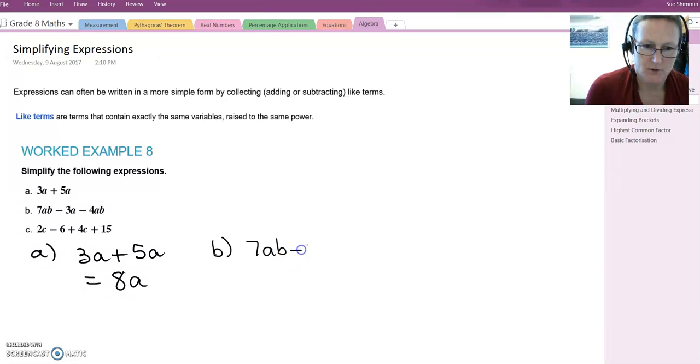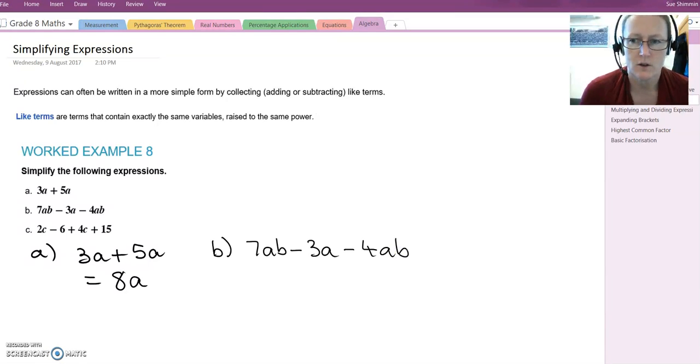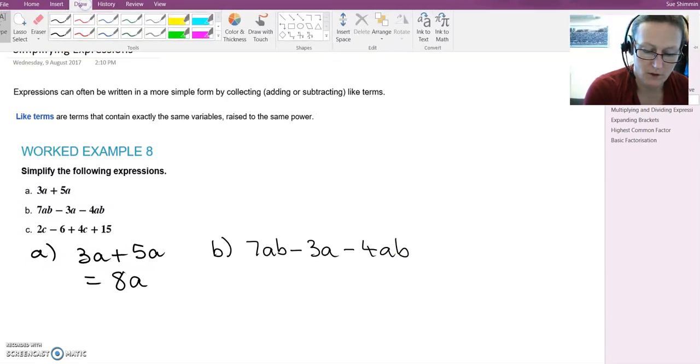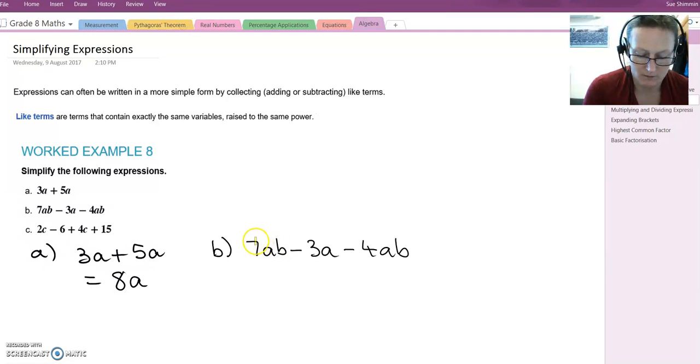Let's look at b. 7ab subtract 3a subtract 4ab. There's 3 terms there, and they're not all like terms. So I'm going to highlight the like terms. So 7ab subtract 4ab, they're like because they both have ab. Whereas when we subtract our 3a, that's not like it because it's only got an a.